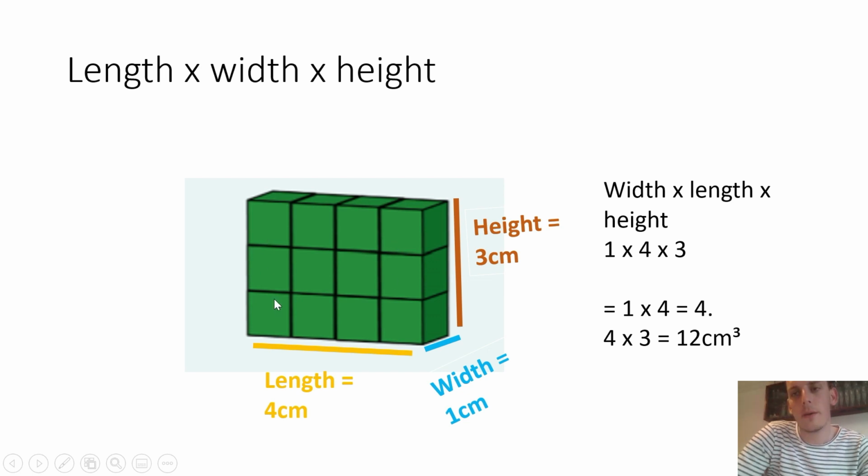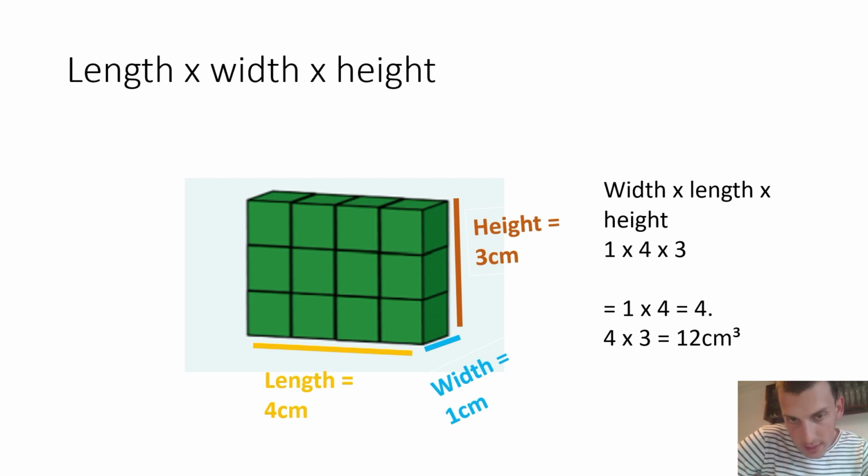Another way you can do it is you can multiply the width by the length by the height. The length is this side here, and that's 4 centimeters. The width is here, so it's 1 centimeter, and then the height here is 3 centimeters. Then you multiply the width by the length, so 1 times 4 equals 4. And then you multiply 4 by the height, which is 3. So you do 4 times 3, which is 12 centimeters cubed.